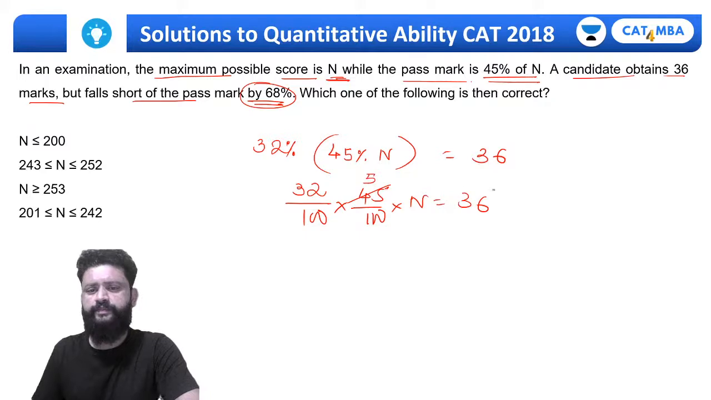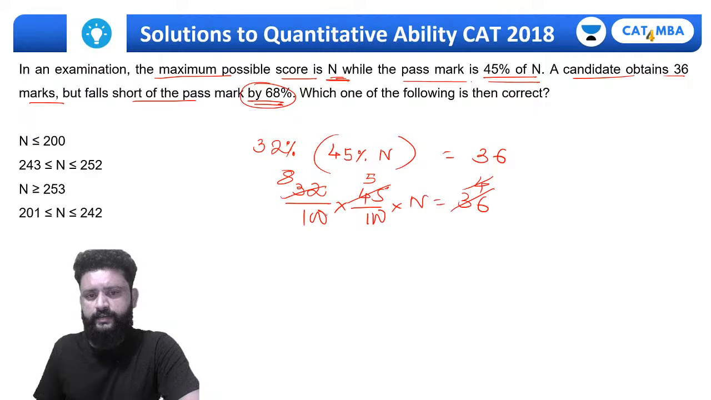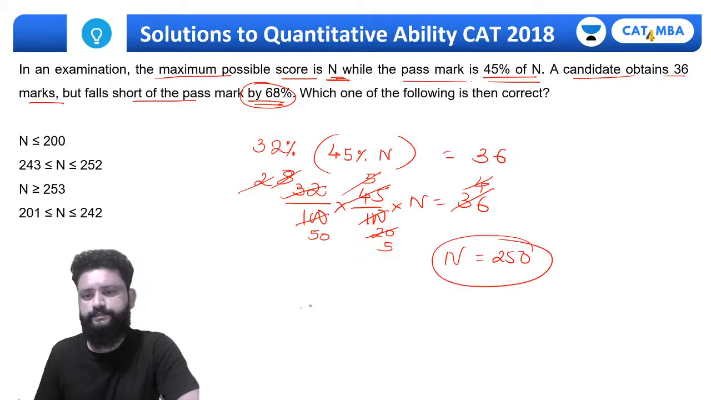9 5s are 45, 9 4s are 36, so 4 8s are... 8 5s are 40. So I can write it this way. This is 20, then 4 2s are... so 15 to 5, n must be 250. Which is the answer option.